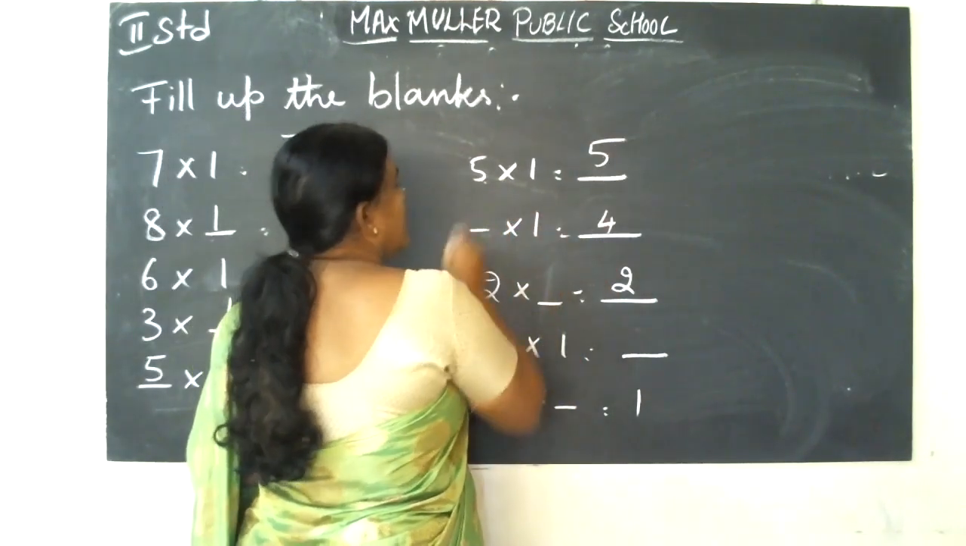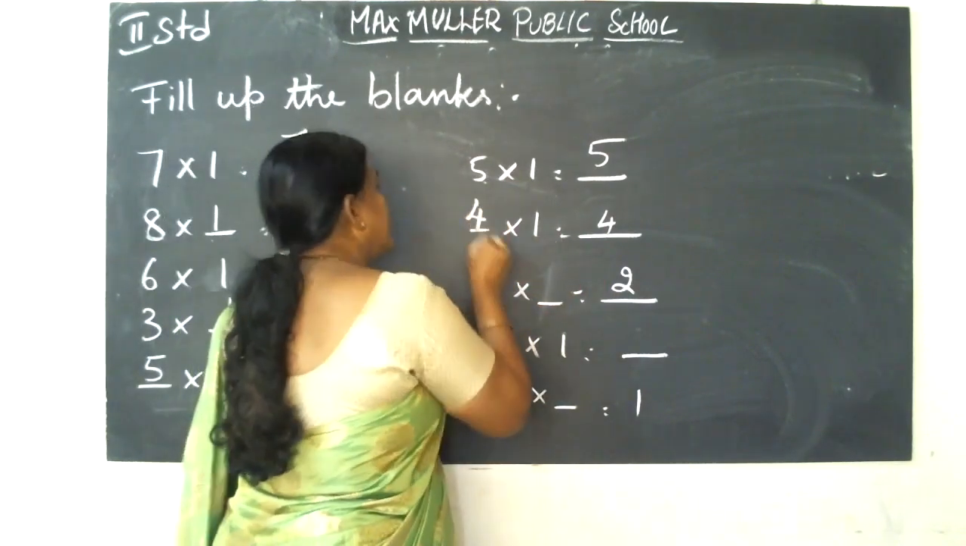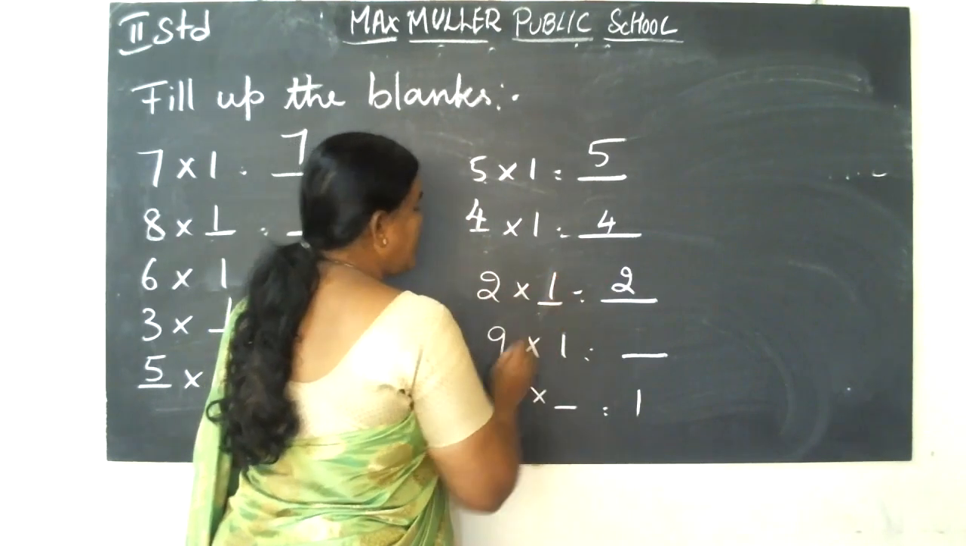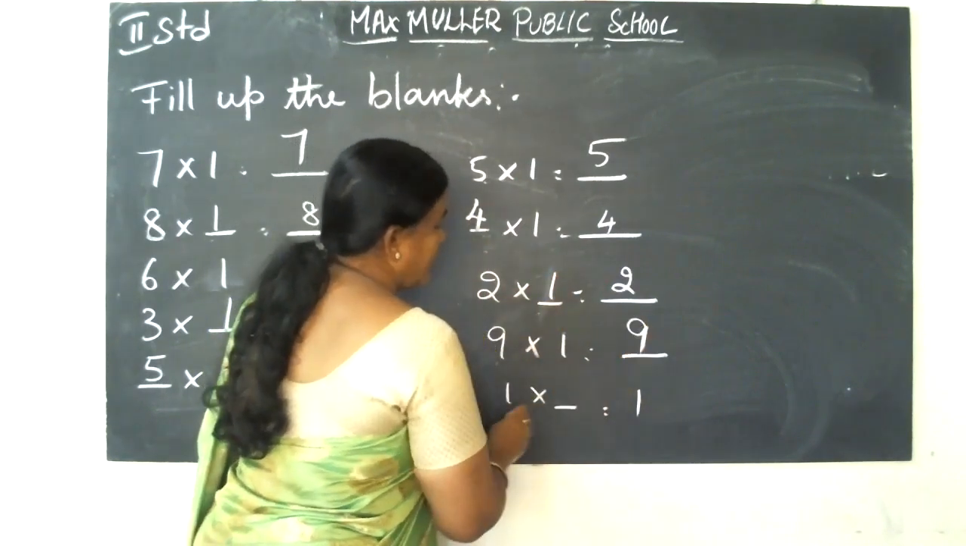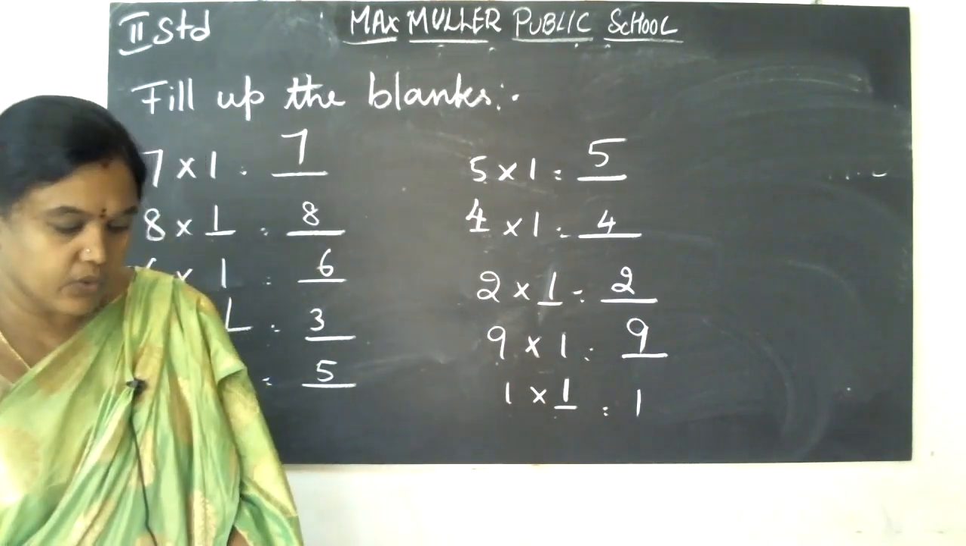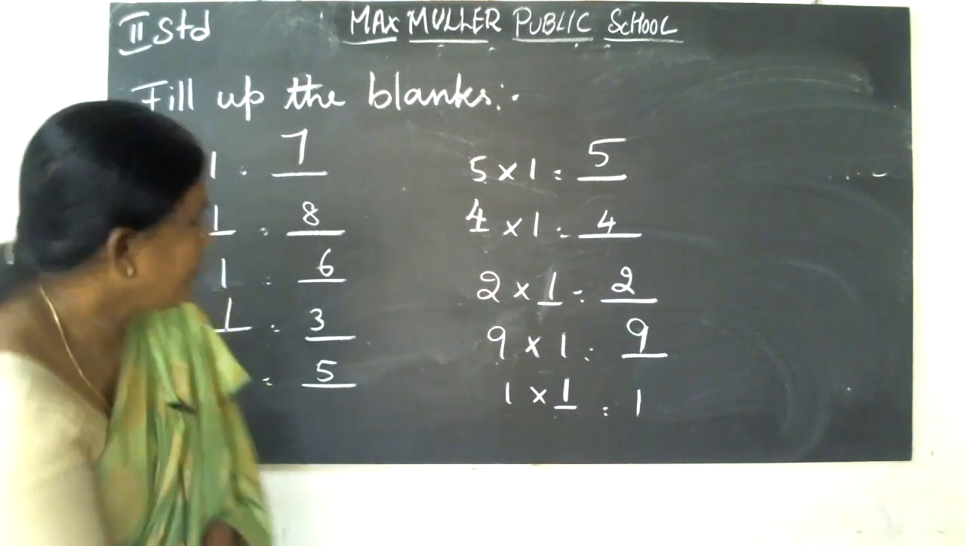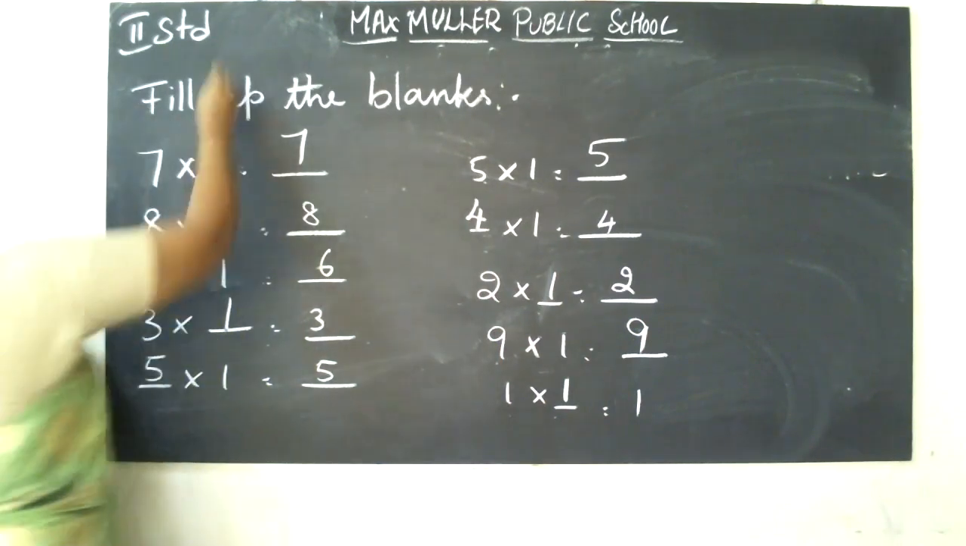Already 4 is given. 4 product means 1. The multiplied number is 4. 4 ones are 4. 2 ones are 2. 9 ones are 9. 1 one is 1. Like that only, fill up the blanks. Now go to page number 82. Page number 82.